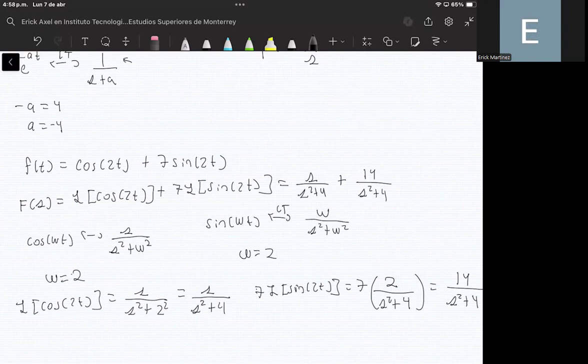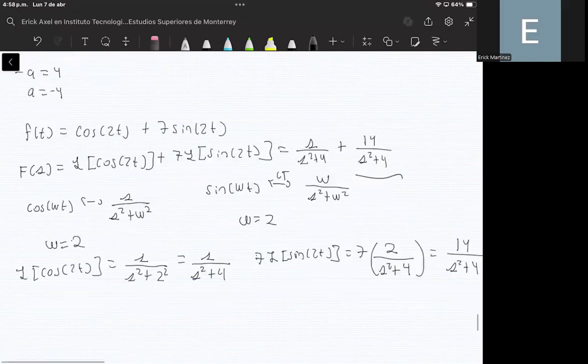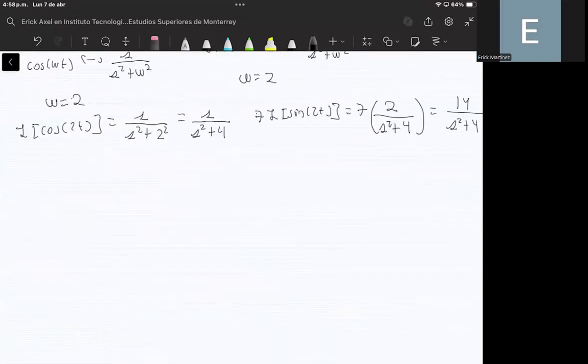And this is the result. Okay. So this is the Laplace transform of this function. And we can make another example. Let's say that we have the following expression.